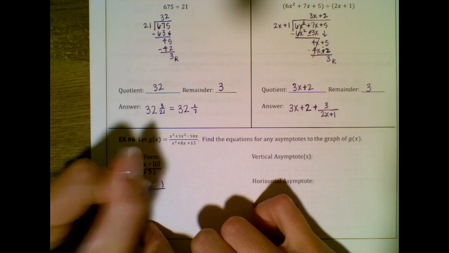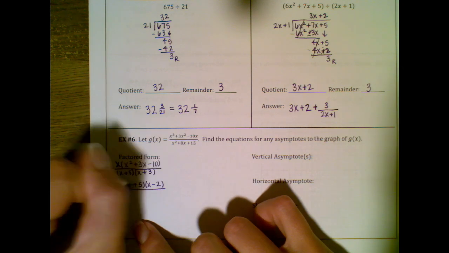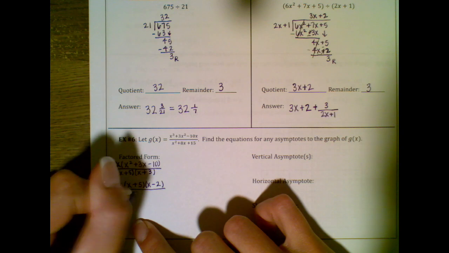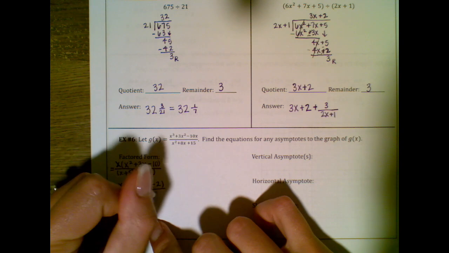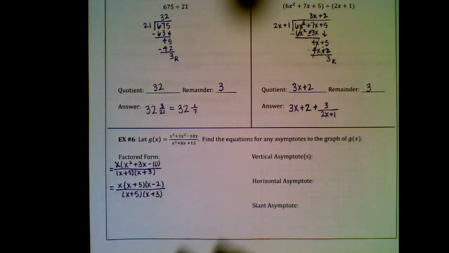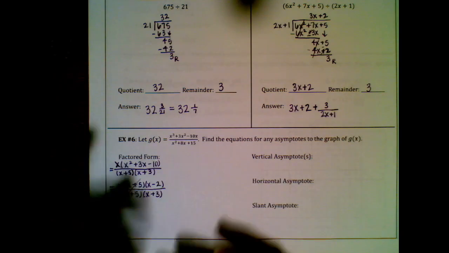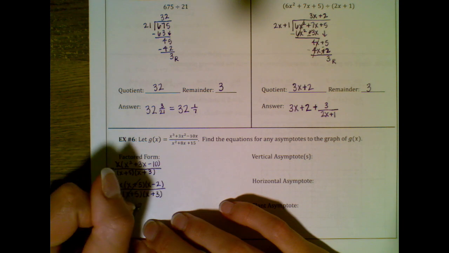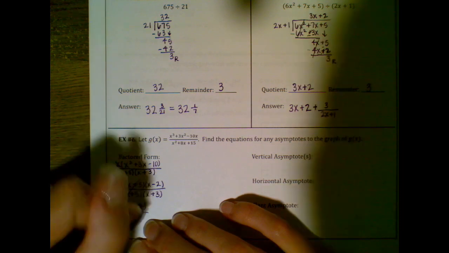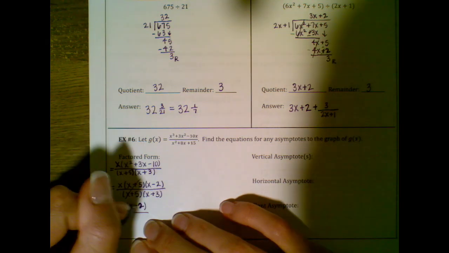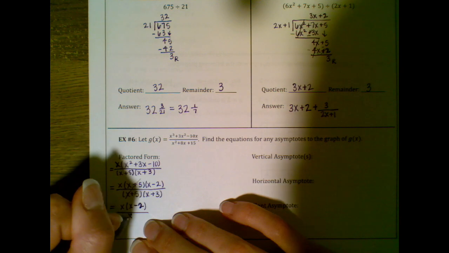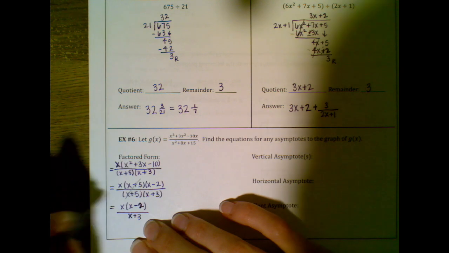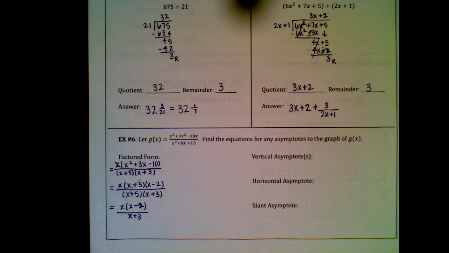5 and 2 plus 5 minus 2. That looks good to me. My x plus 5's go away, so I end up with x over x minus 2, and then x plus 3 in the denominator. Alright, so that's the g of x function simplified in factored form.